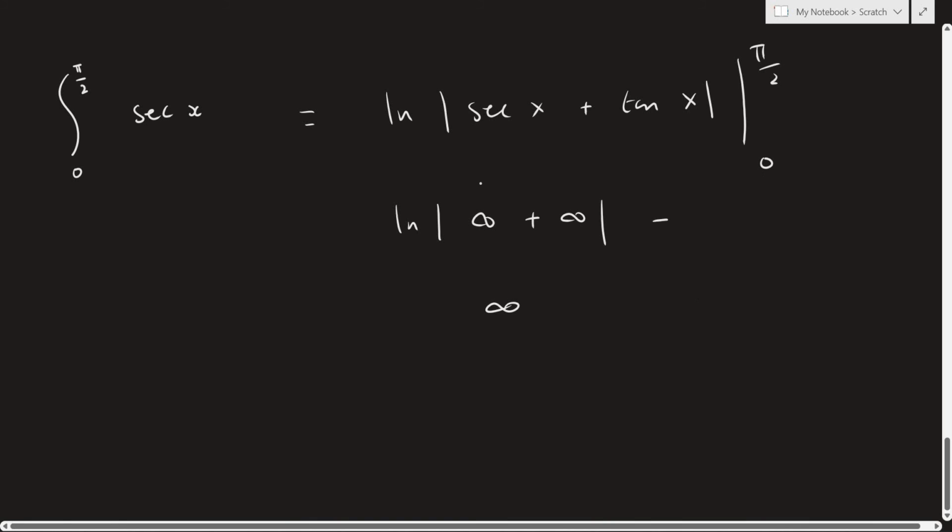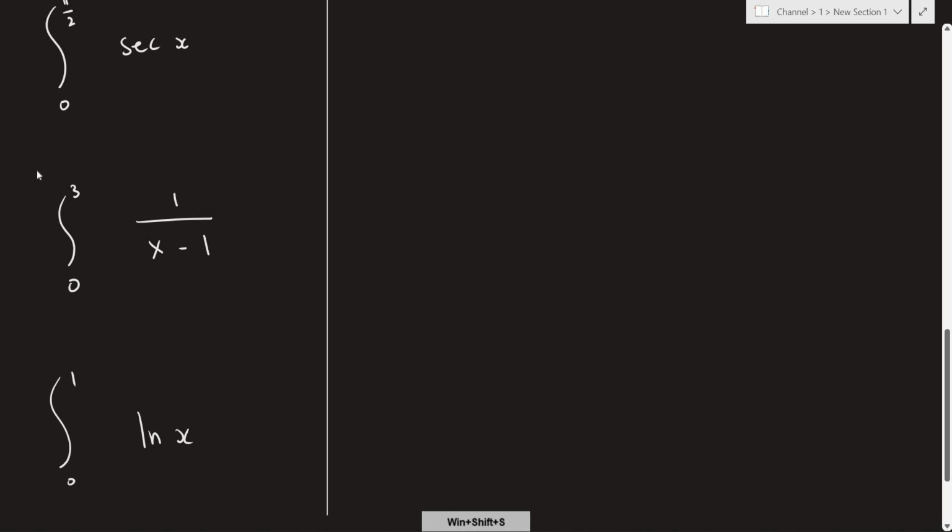And now 0. So minus. If you put 0 in secant x, it's going to give you 1. So ln 1 plus tan 0 is 0. So basically ln 1 is 0. So minus 0. This will give you infinity, which is divergent. All right, so next question.